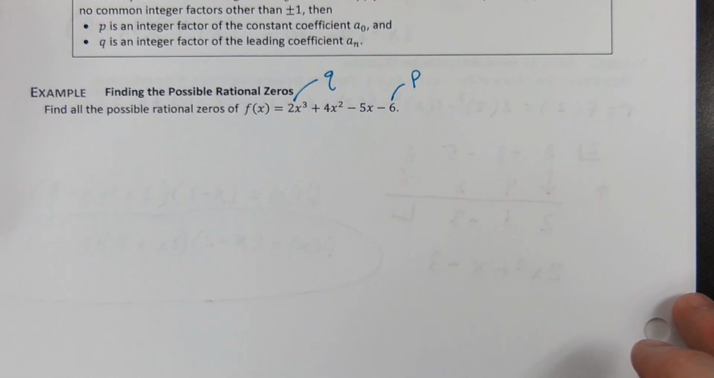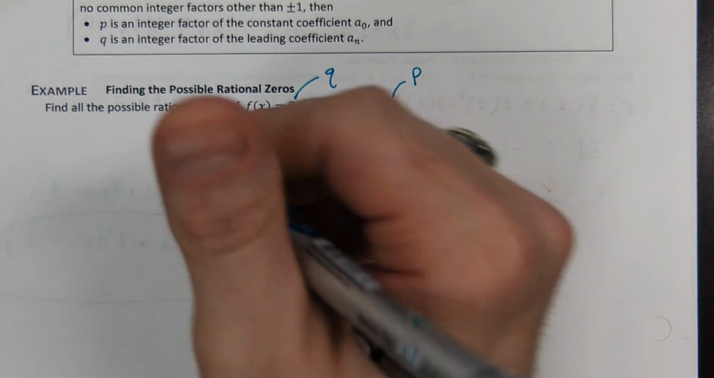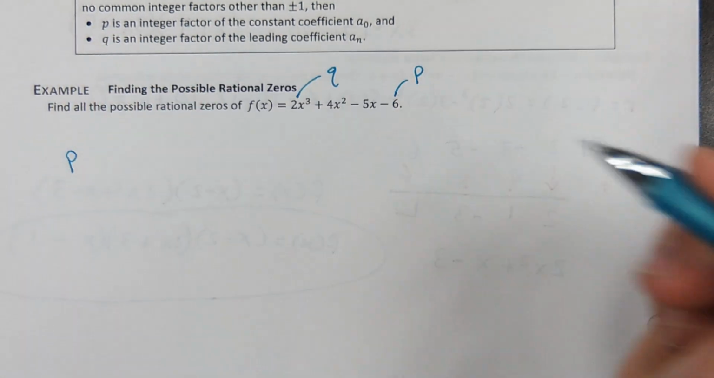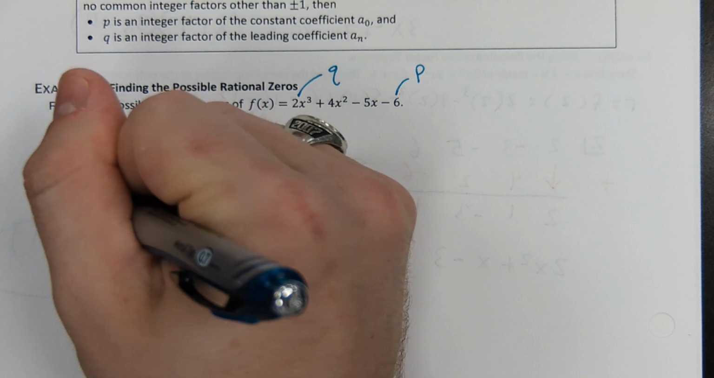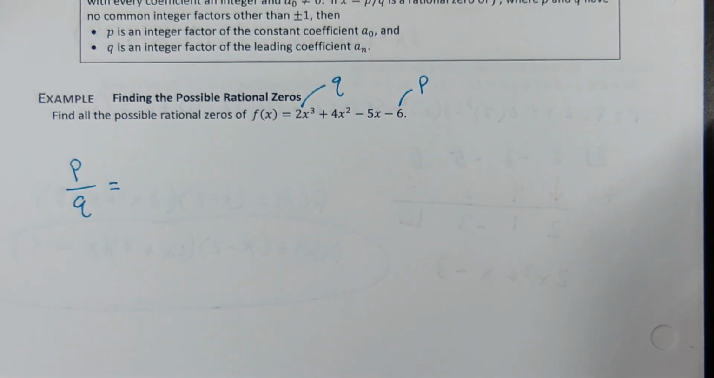Okay. So right now what we're doing is we're finding the possible zeros. That doesn't mean any of them actually even work. These are just the only possible pretty answers. And it's actually very easy to do. We're going to find all the factors of P and all the factors of Q. And then we'll find the combinations.